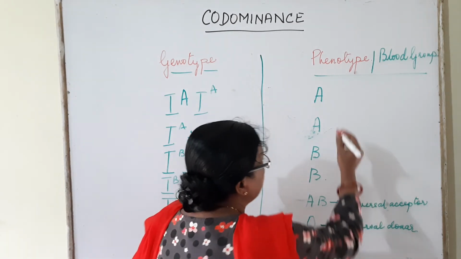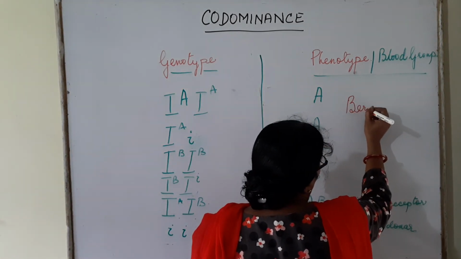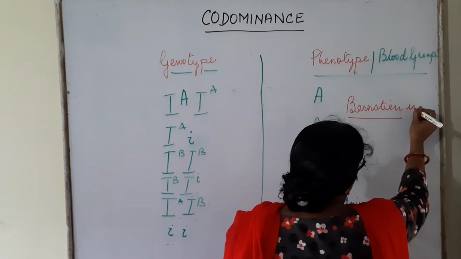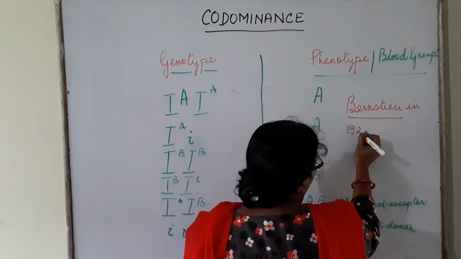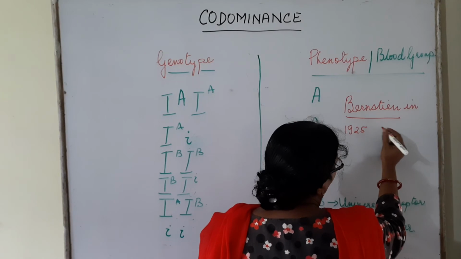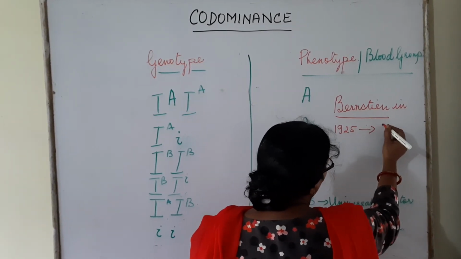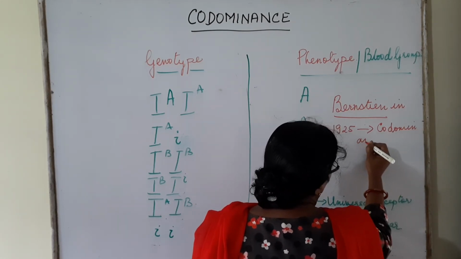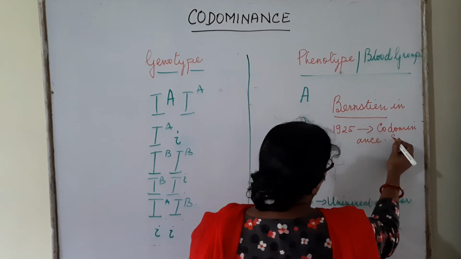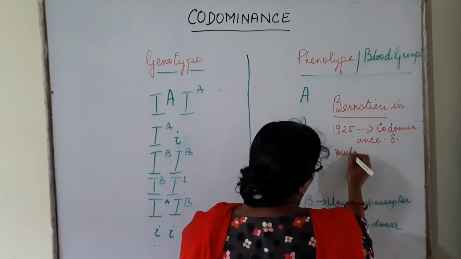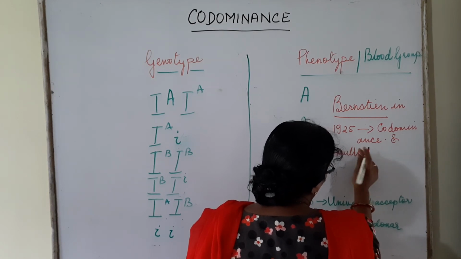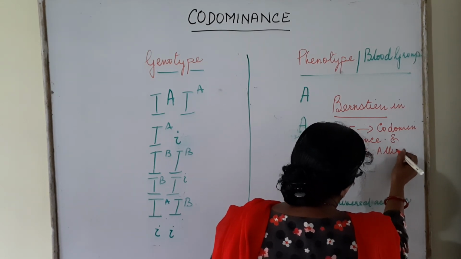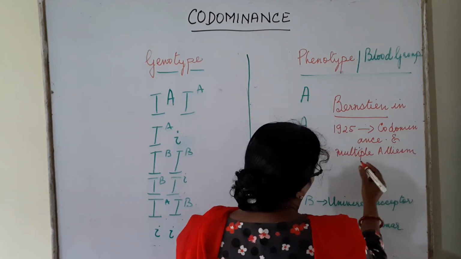Bernstein in the year 1925 discovered codominance and multiple allelism in human blood.